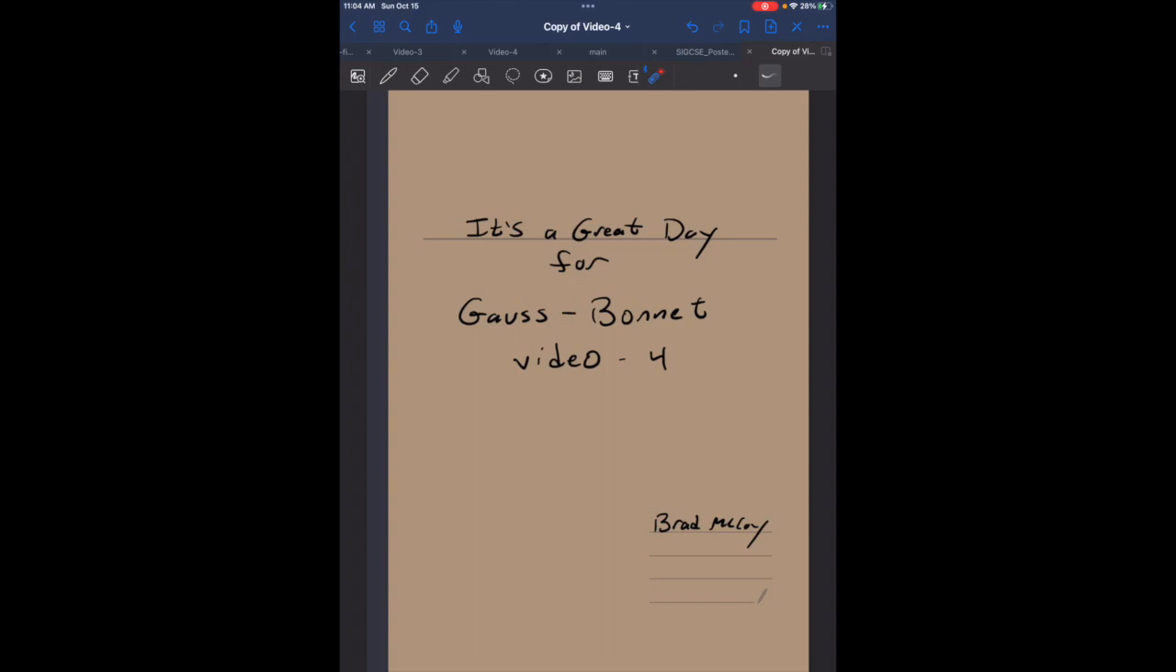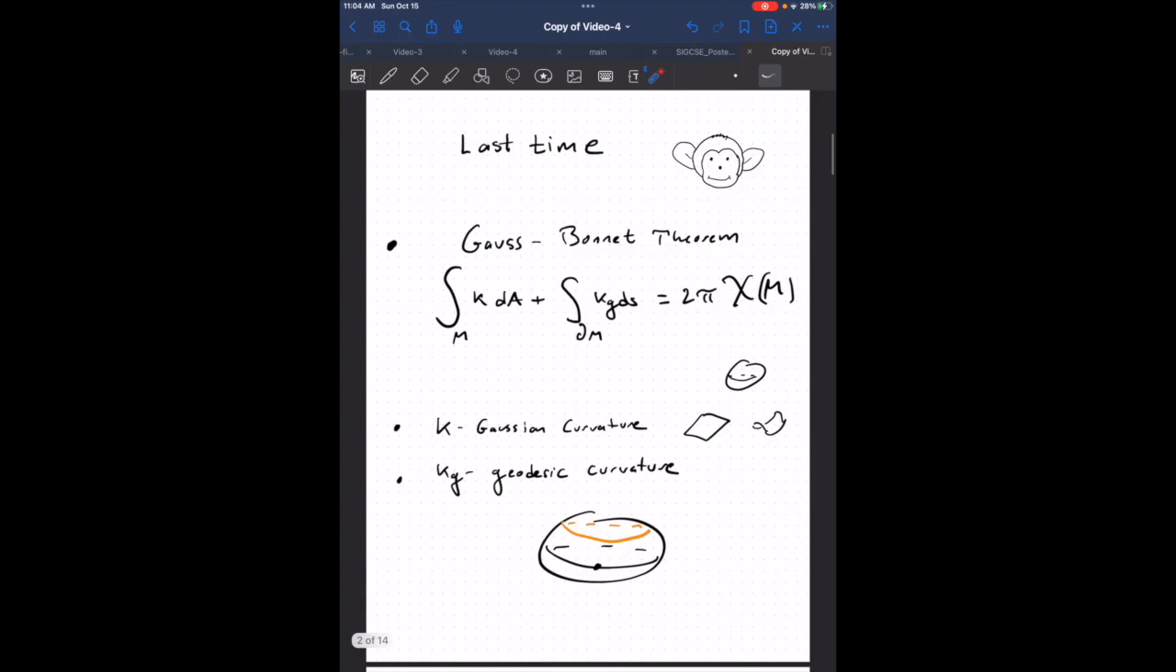All right, welcome to It's a Great Day for Gauss-Bonnet Video 4. So last time we talked about Gaussian curvature and geodesic curvature. So recall, Gaussian curvature is how much a surface is bending at a point. And we had a few examples we want to keep in mind.